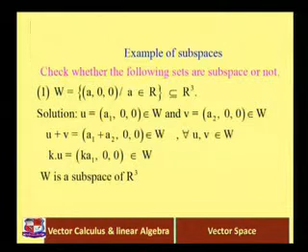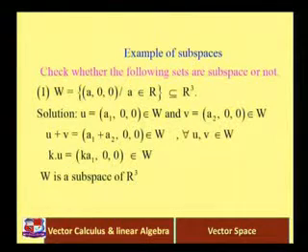So start with u equal to (a1, 0, 0), which belongs to W, and v equal to (a2, 0, 0) belongs to W, where a1 and a2 are both real numbers. So u plus v. The next point is very important: in all the examples, addition and scalar multiplication are standard addition and standard scalar multiplication.